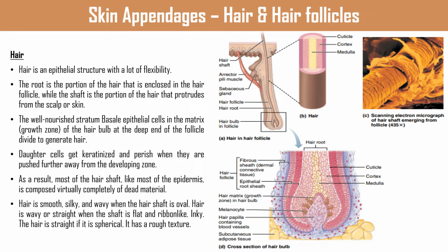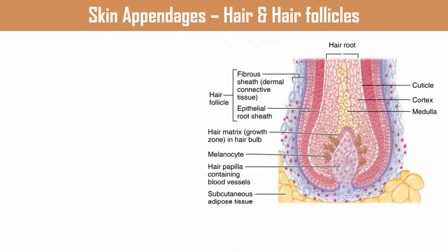Hair is smooth, silky, and wavy when the hair shaft is oval. Hair is wavy to straight when the hair shaft is flat or ribbon-like. Hair is kinky when the shaft is flat. If it is spherical, the hair is straight with a rough texture.